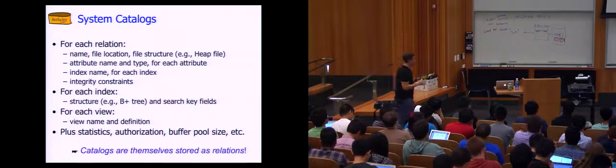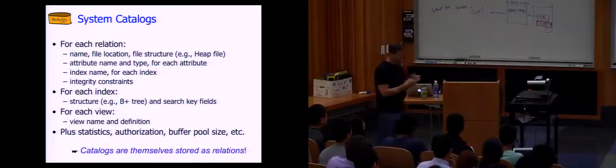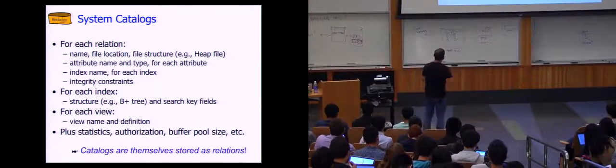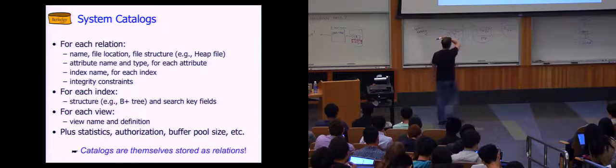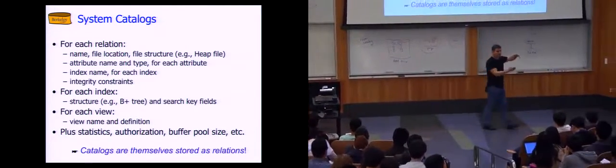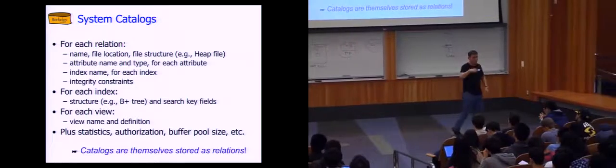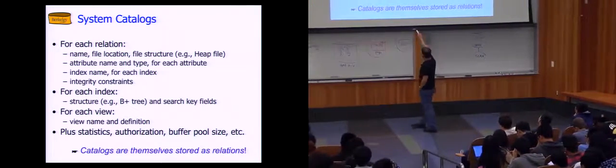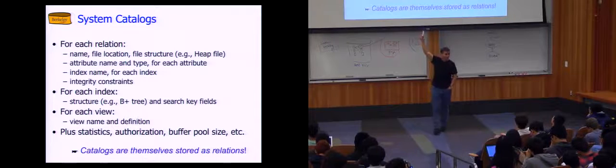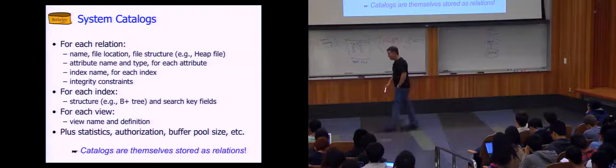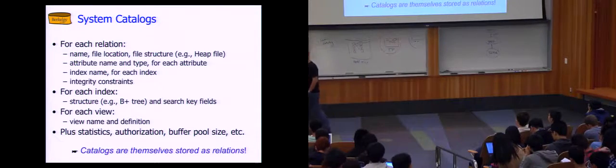All right, so views are logical tables, and what we store for those is the view name and its definition, the query that goes with it. And then finally, there's a whole bunch of things like statistics about these tables. How many pages do they have? How many distinct values are in each column? What's the distribution of values in the columns? Authorization information: what are the names of users? Which users are allowed to look at what? Configuration stuff about the database. How many buffer pages do you have on your machine? All that kind of stuff.